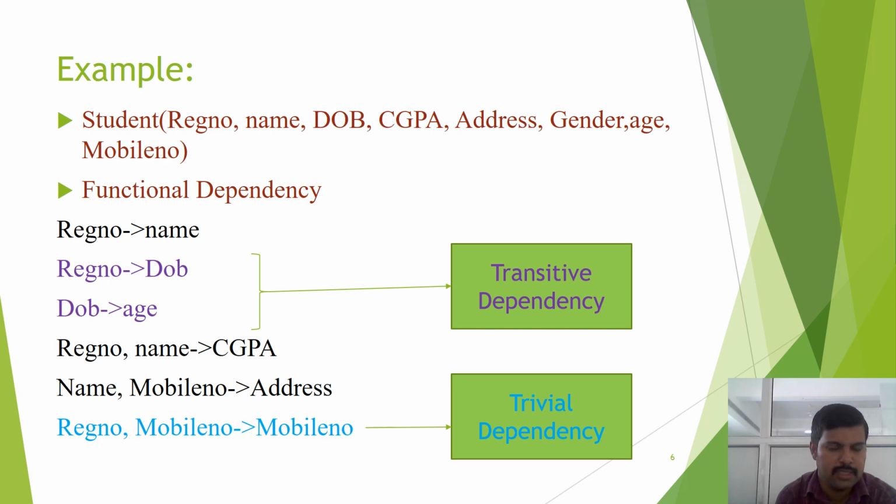These functional dependencies play a major role when we deal with normalization, because the normal forms of the given relation will be decided based on the functional dependencies that exist in the relation.